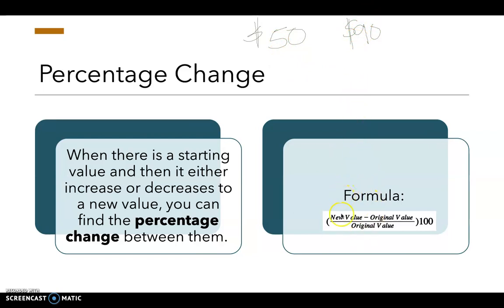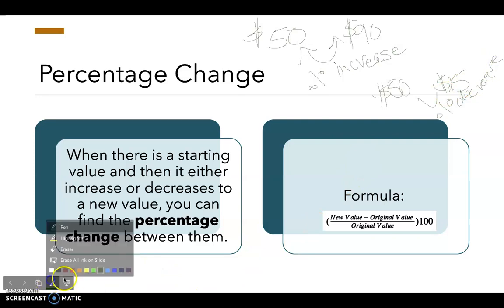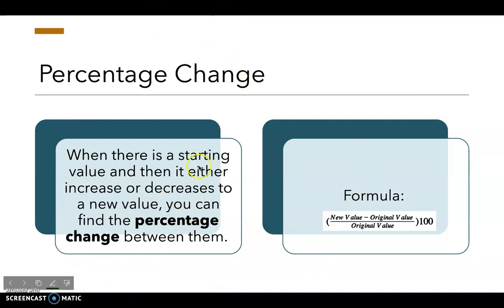So when you're trying to find the percentage change, since this is an increase, this will be a percent increase. But if I started off with $50 and then spent most of it, and at the end of the second week I have, let's say, $15, then this will be a percent decrease because it is decreasing. Okay? So in that case, you can use this formula right here. I'm going to explain it in a minute. Let's implement this into our $50, $90 example.